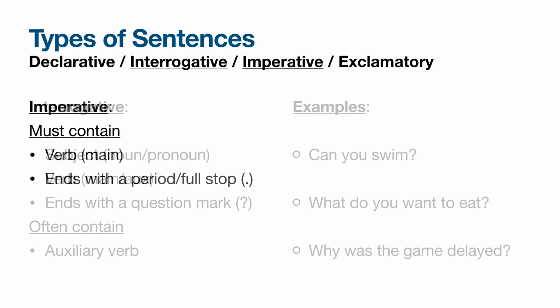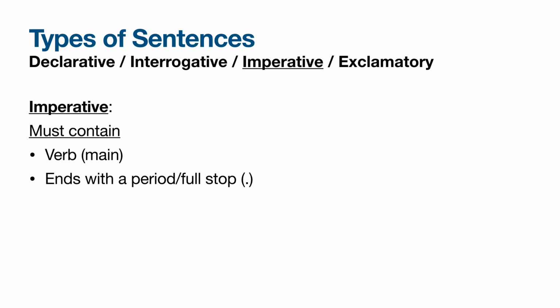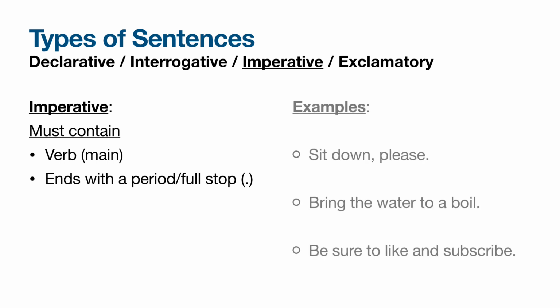Moving on, imperative sentences. An imperative sentence will sound like an instruction or a command. It contains a verb, and it will end with a period. Here are some examples. Sit down, please. Bring the water to a boil. Be sure to like and subscribe.